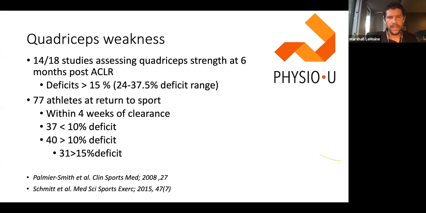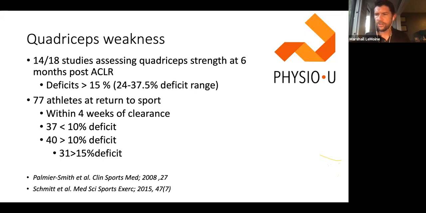So in this systematic review that took 18 different studies, 14 of them used quadriceps strength and stated that there was a 15% deficit at the 6-month mark. And these were all people that were set to return to sport. So they were discharged at return to sport, right? What problem do you guys have with that? If you have a problem with that, what do you guys think?